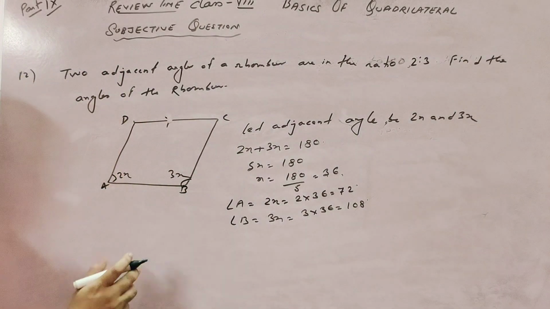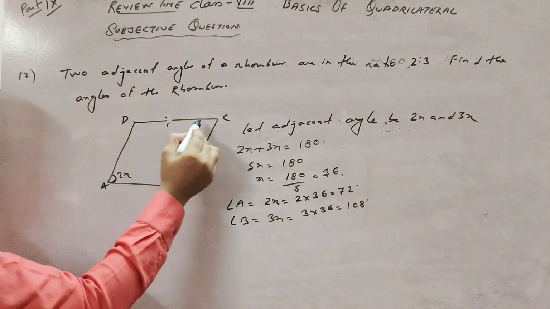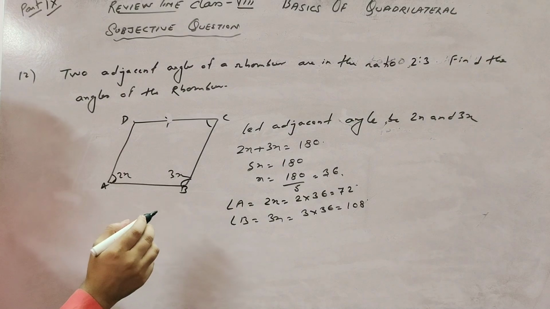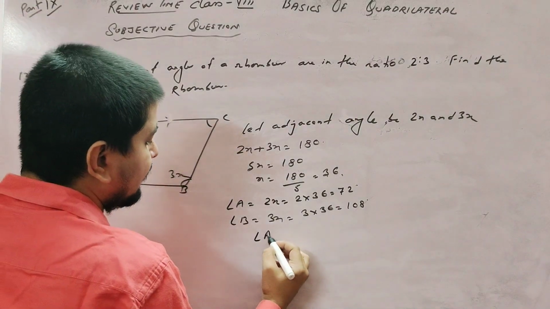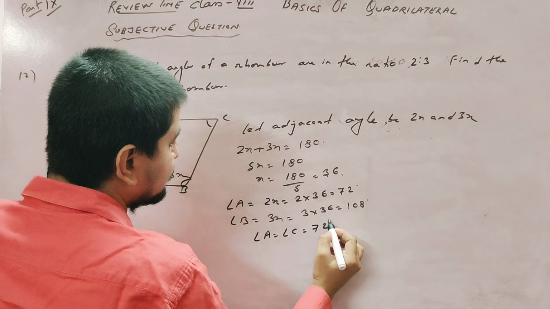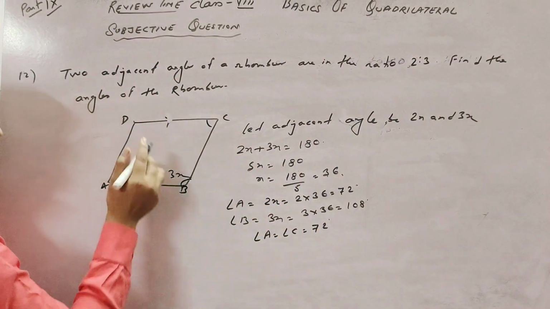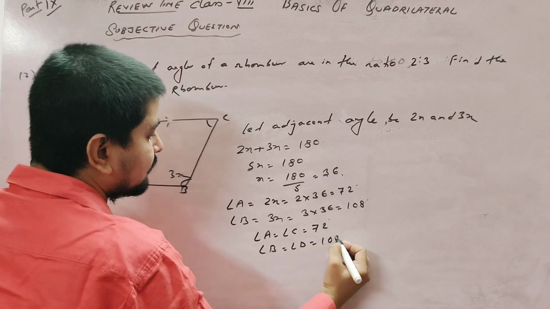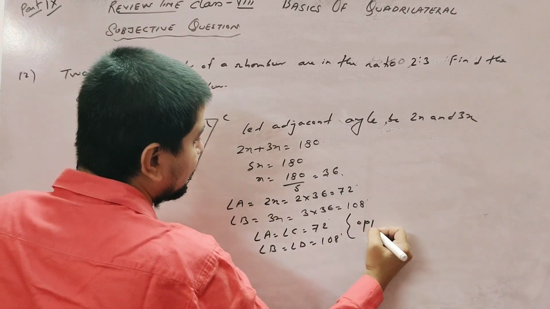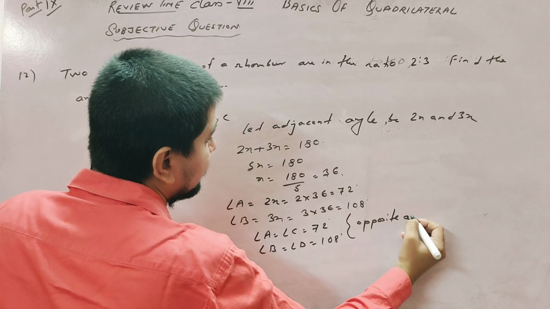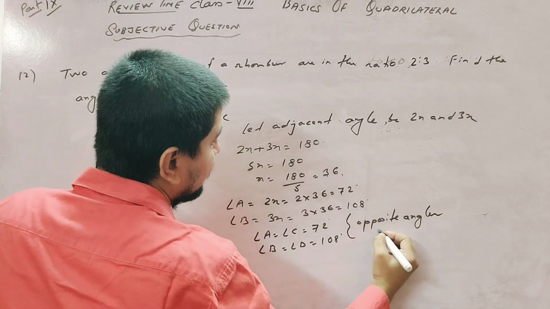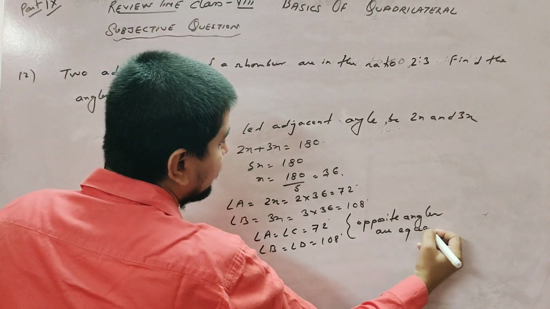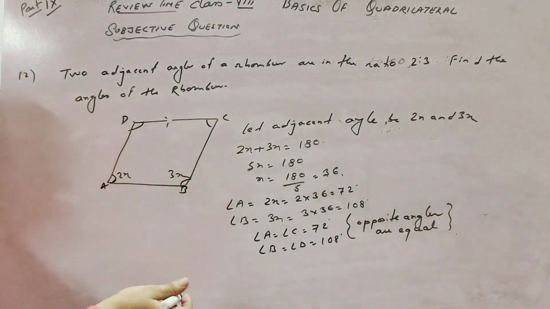Now this angle equals this angle, because we know that opposite angles are equal. So angle A equals angle C equals 72 degrees. Angle B equals angle D equals 108 degrees. Opposite angles are equal. So ABCD, we got the angles of ABCD. Note.